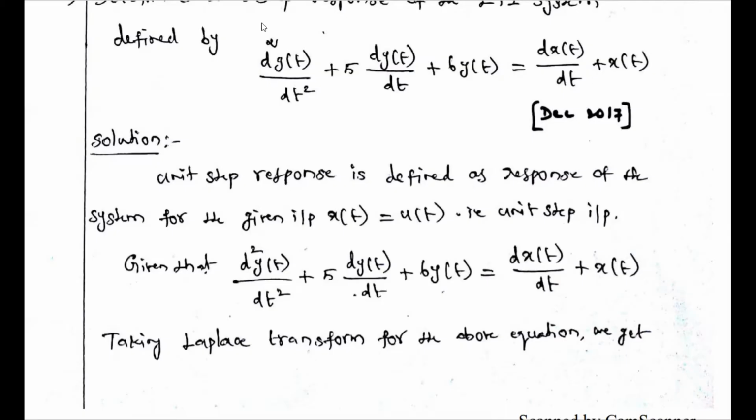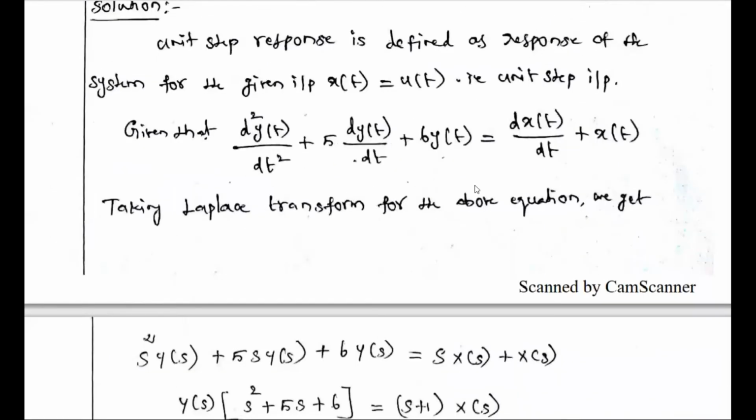First, you have to write the given differential equation. This is the differential equation: d squared y of t by dt squared plus 5 into dy of t divided by dt plus 6y of t equal to dx of t by dt plus x of t. This is the differential equation of the given system. Here y of t is the output and x of t is the input.